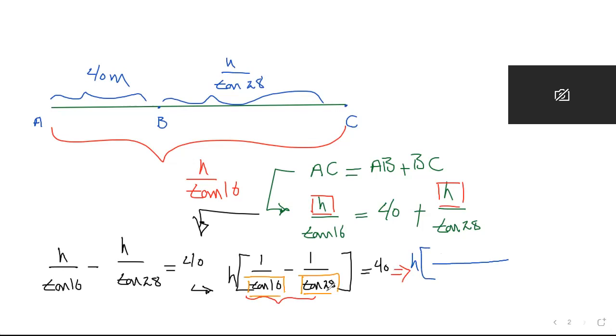Oh no, we just go to something basic. We said tangent of 16 and tangent of 28, what is a common factor? Then let's mix everything together by multiplying them. As a result, the common denominator for us here is tangent of 16 multiplied by tangent of 28.